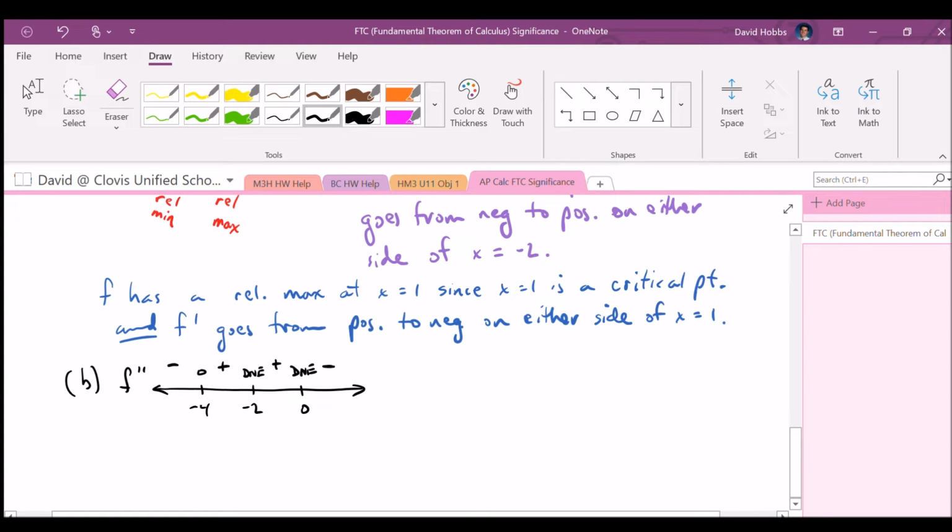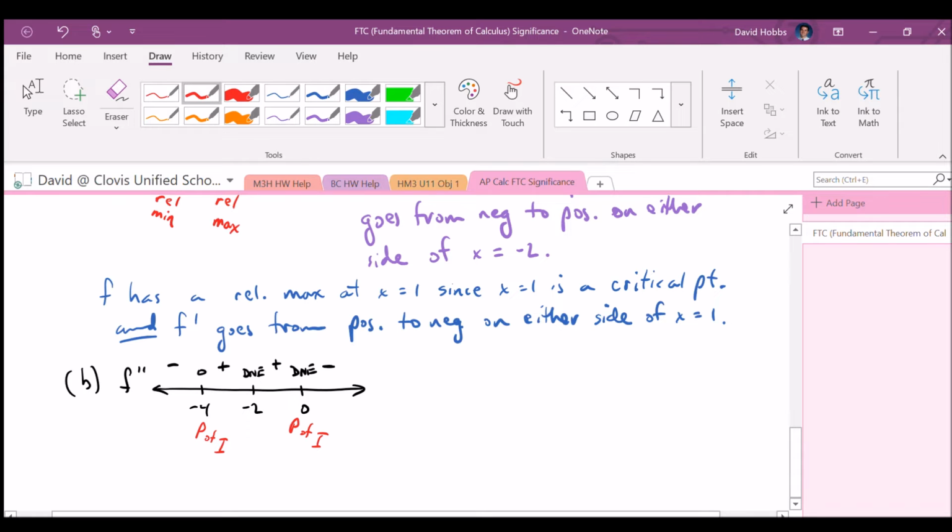Okay, so now, they're technically not critical points with the second derivative, but at the potential points of inflection, it's not enough to be just 0 or does not exist. Remember, you also have to have a change of sign. So we do have a point of inflection here at -4. There's not one here at -2 because there's no change of signs. And then we have another point of inflection here at 0 because there's a change of signs.